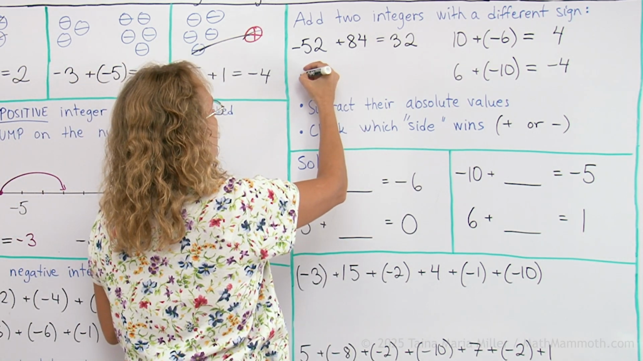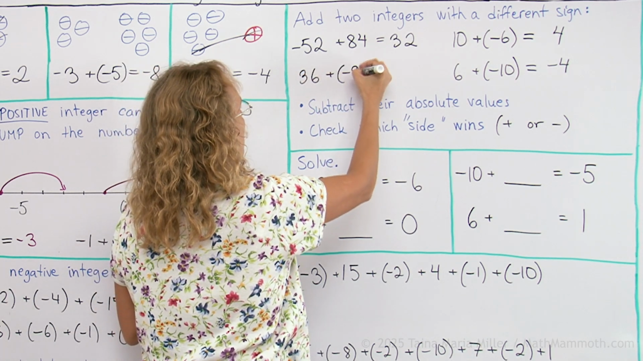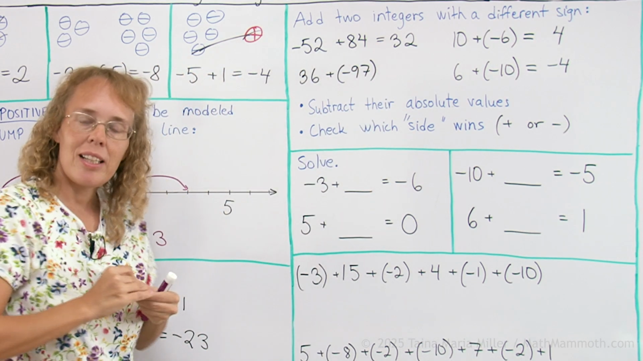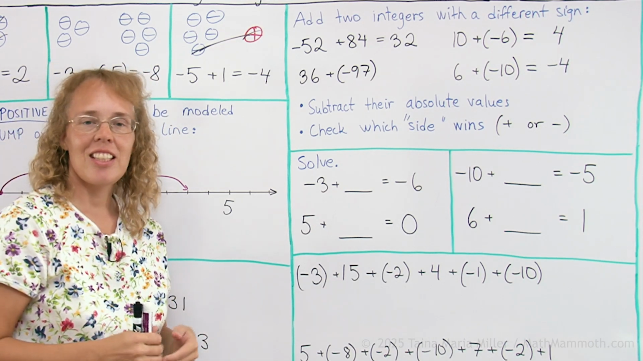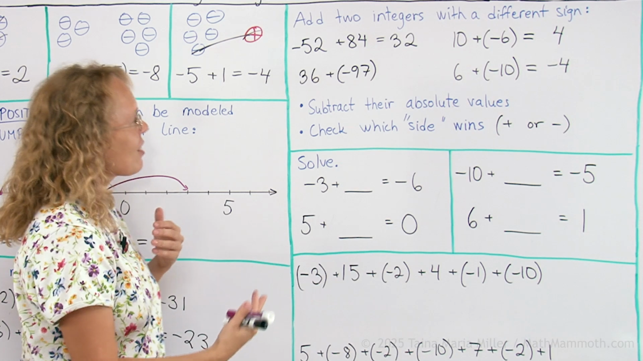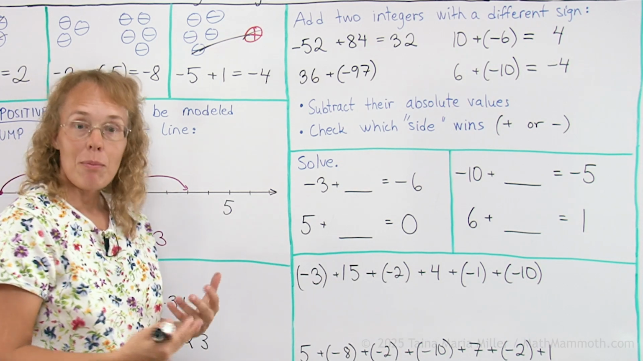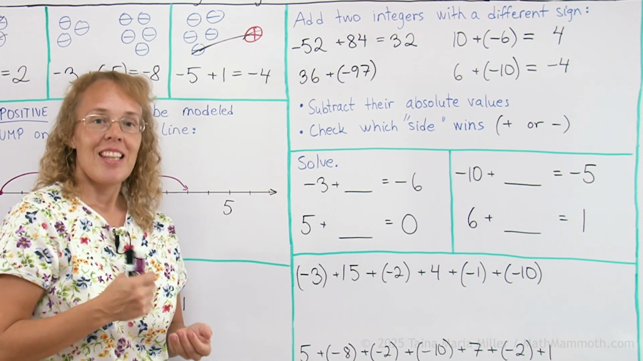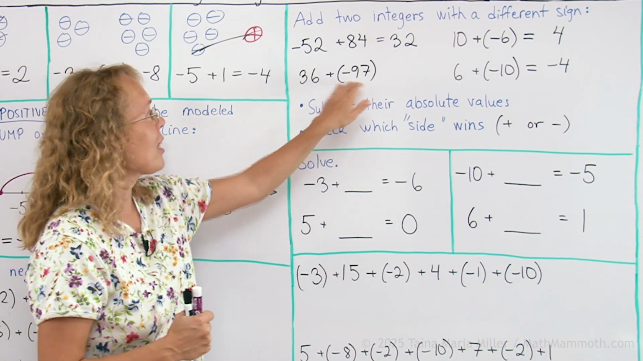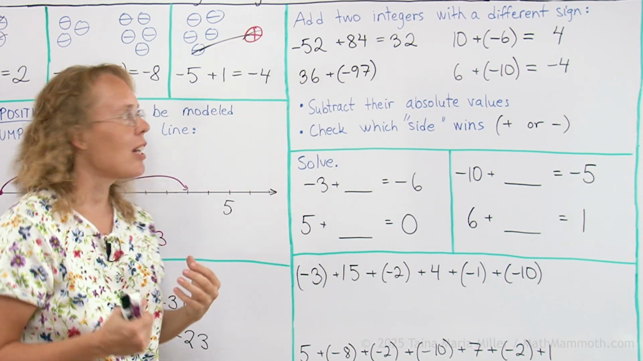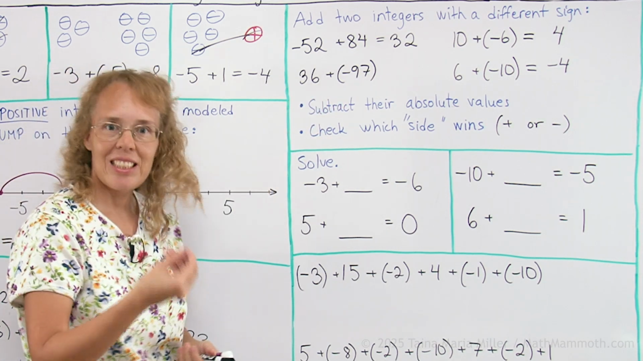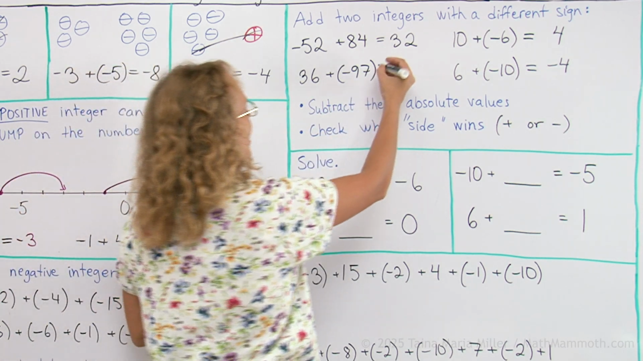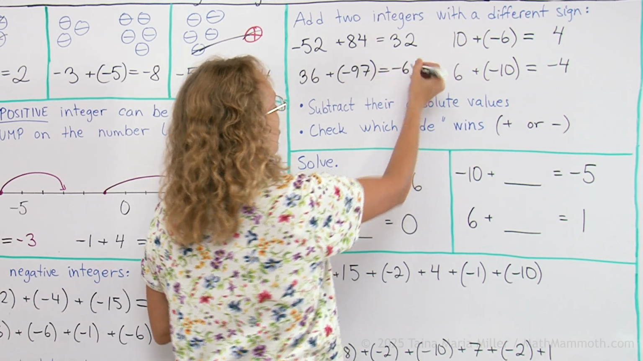Let me change that one too. Let's say I have 36 plus -97. Okay, in this addition I can see there's more negatives. So the negative side will win. But by how much? And that I will find by subtracting the plain numbers, the absolute values. 97 minus 36 would be 61. Okay, so the negative side wins by 61 points, so to speak.